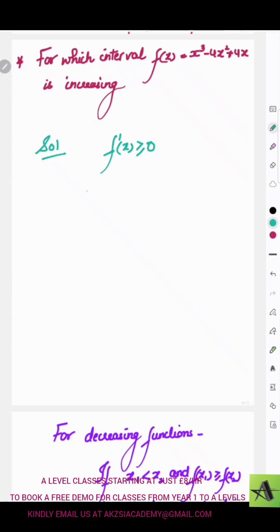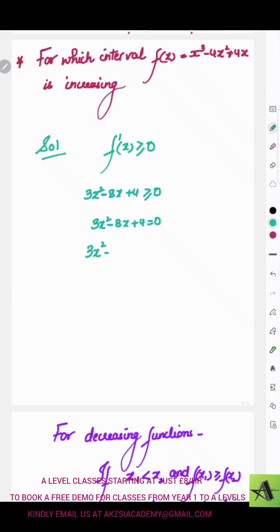So on differentiating, I'll get 3x squared minus 8x plus 4 greater than or equal to 0. Now this is a quadratic inequality, and to solve this quadratic inequality, I should know the roots of this equation. That means the x-intercepts. So for that, obviously I need to equate this to 0. The product should be positive 12 and sum should be negative 8. So the two numbers are negative 6 and negative 2.